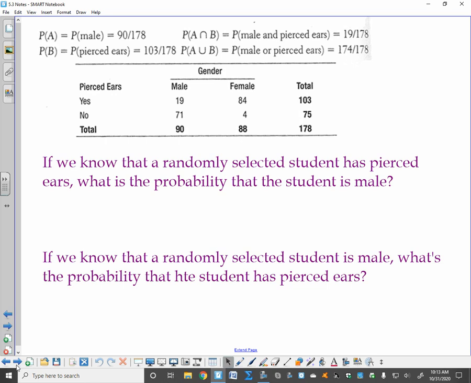Got some probabilities listed at the top. Probability that you're male would be all the males out of all the kids. Probability that you have pierced ears, it's all the pierced ears, 103 out of all the people.